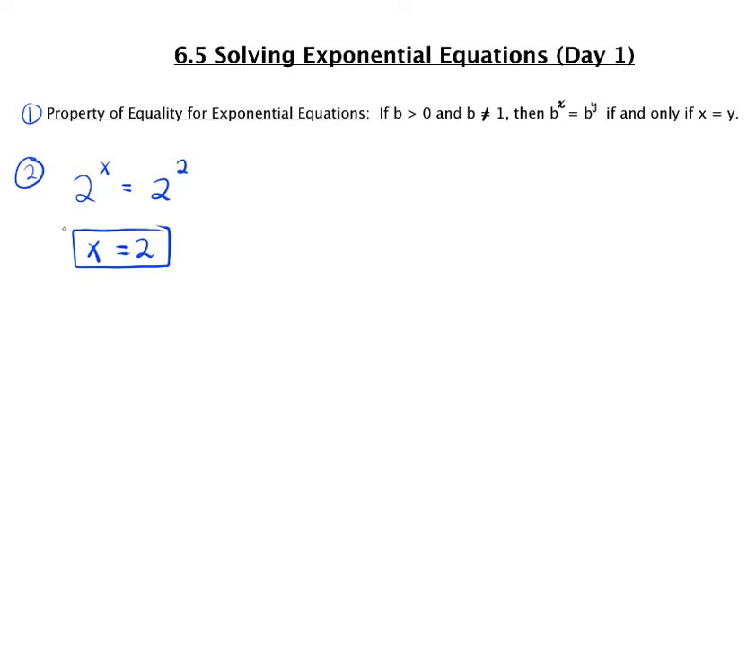So this is a basic one where we can kind of see that the bases are the same. If the bases are not the same, then we cannot say the exponents are the same, but we can make the bases the same. And that's when it gets more complicated.